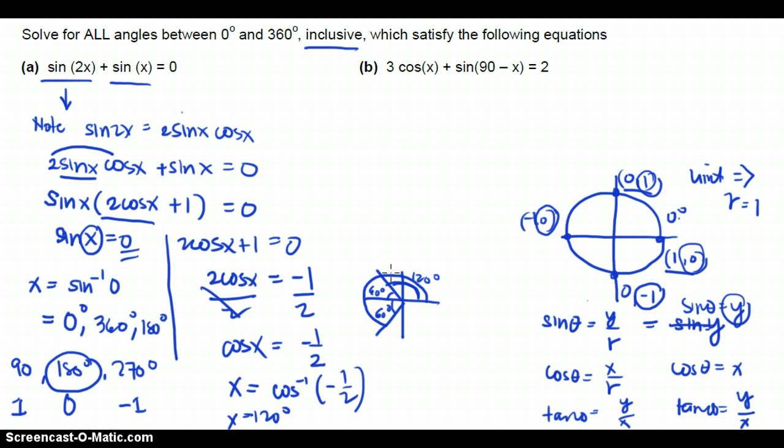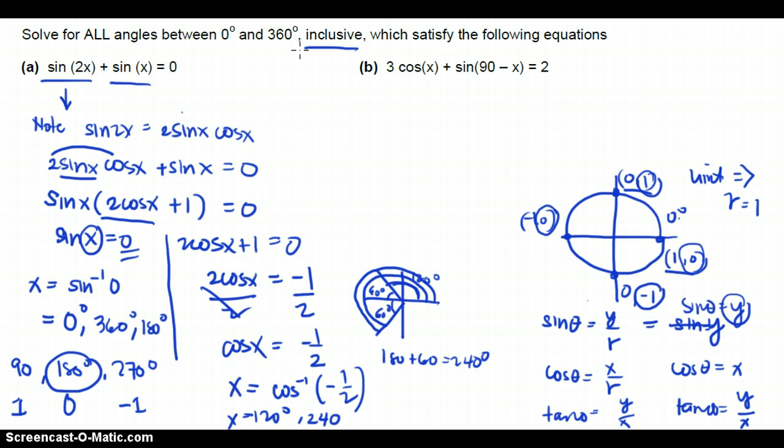So to find the other angle, that means I have to go to 180 plus 60 more. So 180 plus 60 is equal to 240. So that makes 240 the other possible value for x. You can again find other angles as long as x is not limited to a certain range.